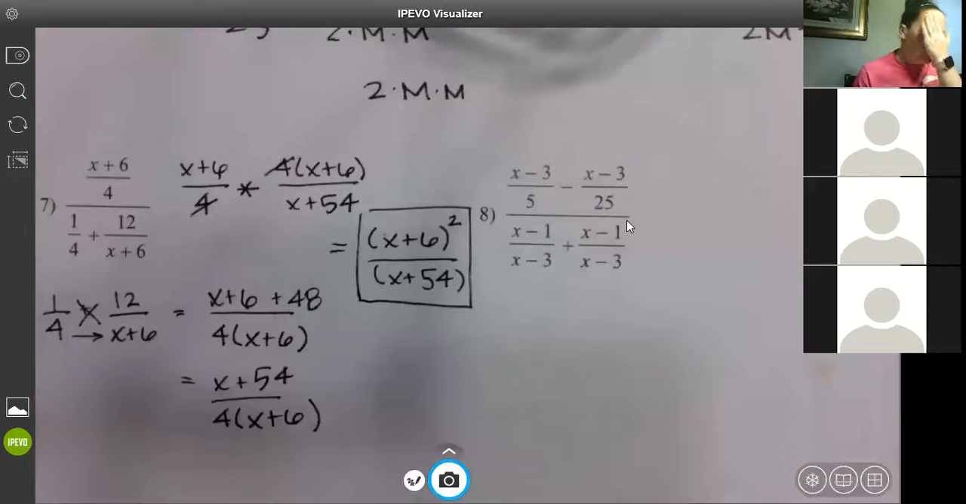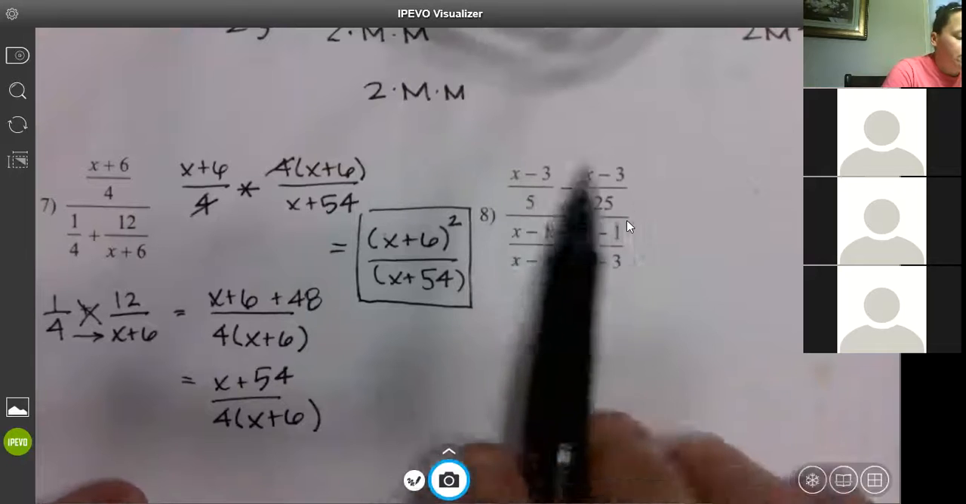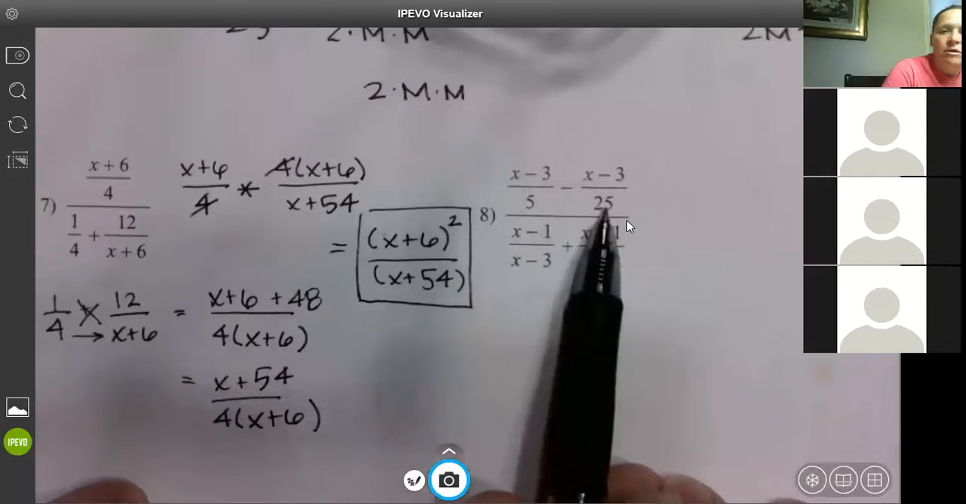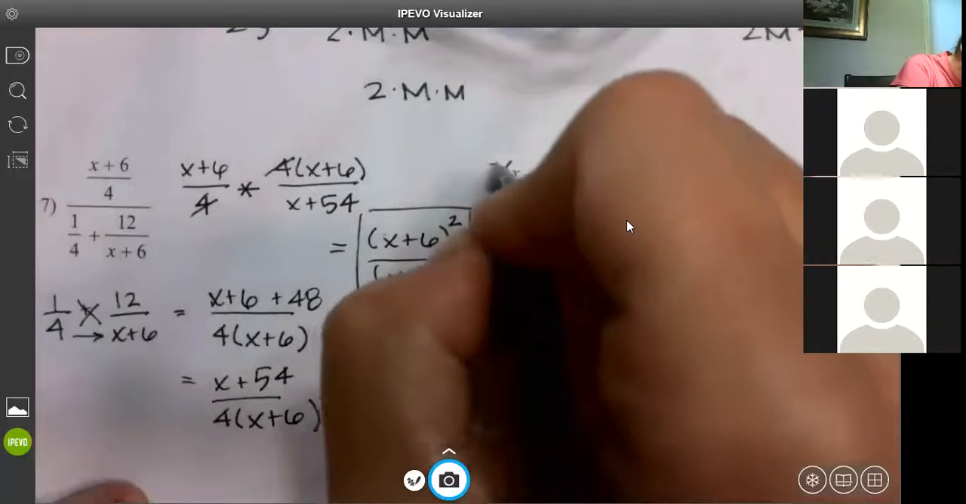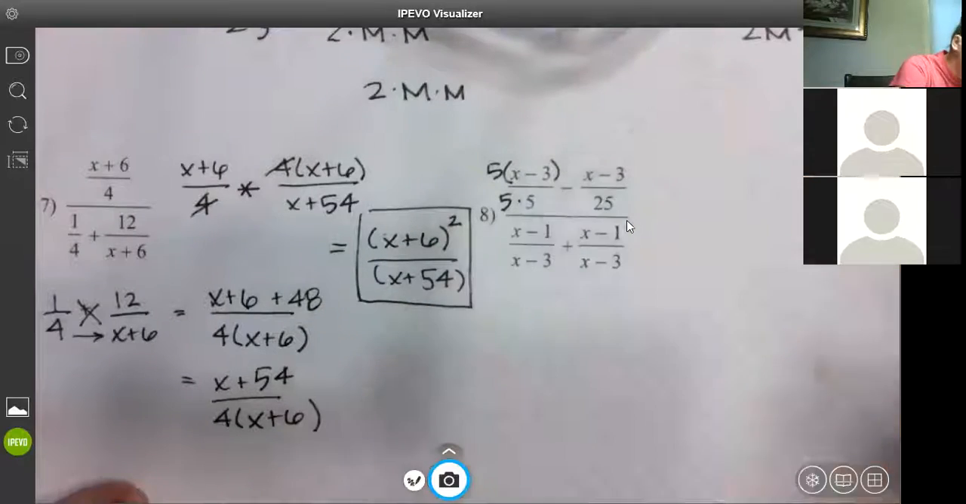On number 8, we have to do the top and the bottom. So what can I do to the top fractions to make this one look like that one? Multiply by 5. Multiply by 5. Perfect. Both of you, perfect.